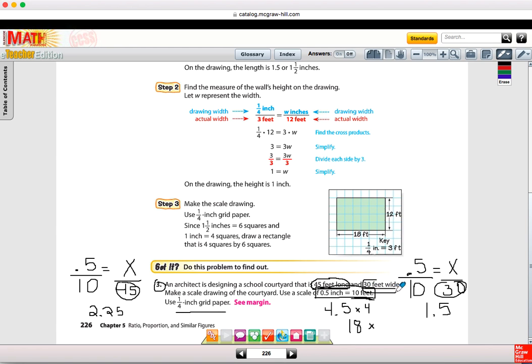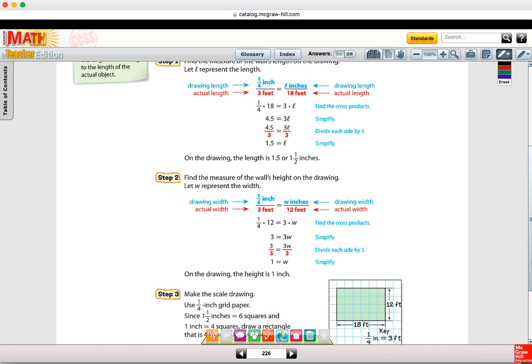And then we have the width, 30 feet, and for every 10 feet it's a half an inch. So I would divide by 10 there, and I get 3. Okay, I'm not so sure if this last step makes sense there. Hopefully this did make sense when I took 45 divided by 10, because every 10 feet is a half an inch, so 4.5 there, and then divide by 10 as well for 30 and get 3. So the actual grid paper would be 4.5 by 3.